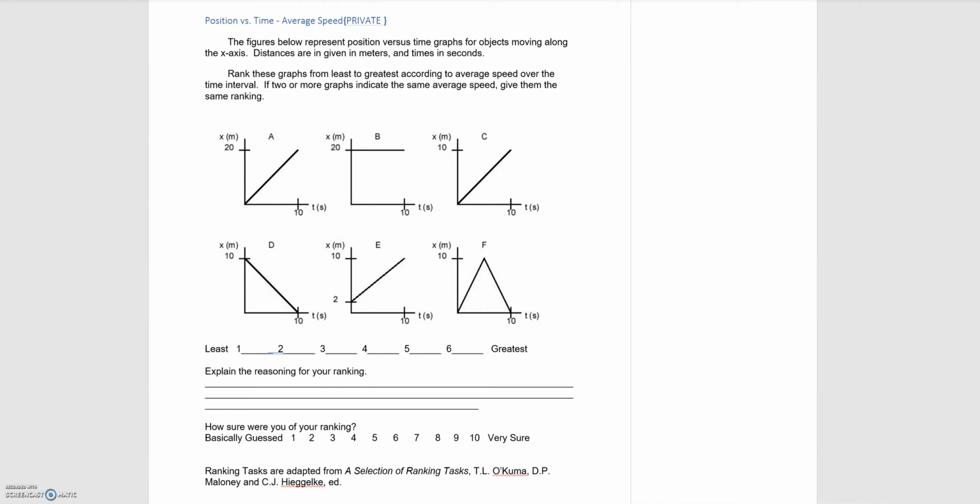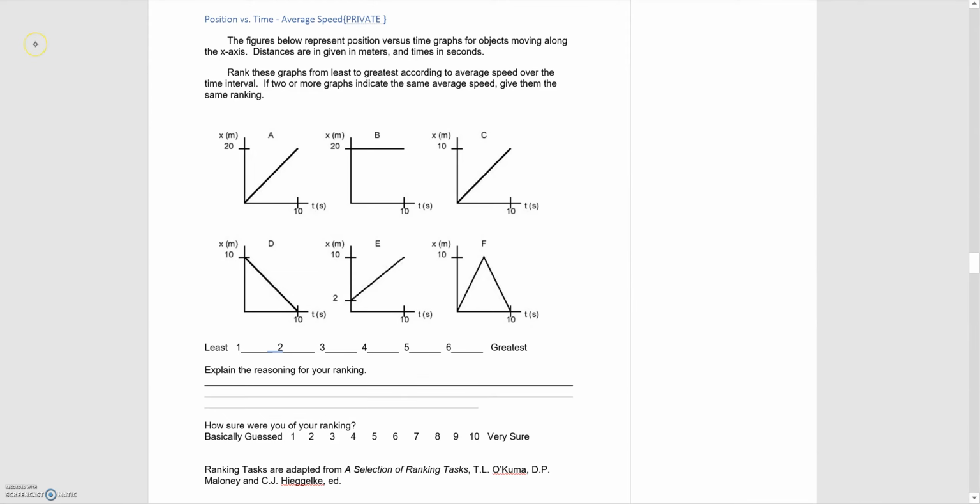In this video, we're going over the average speed ranking example. So to start, let's remind ourselves what the average speed is. The average speed is equal to the distance traveled over the elapsed time, or the total time. And so this differs from average velocity, where average velocity is dependent on the displacement.